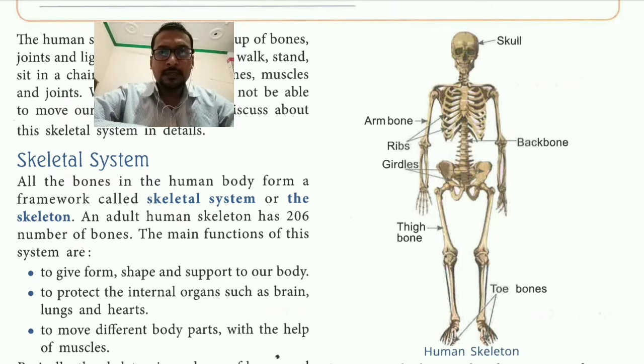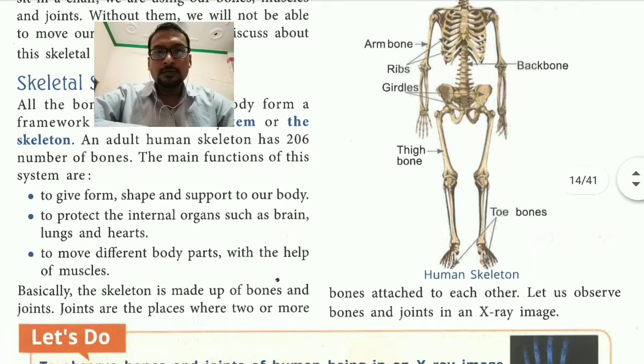Skeletal system. All the bones in the human body form a framework called the skeletal system or the skeleton. An adult human skeleton has 206 bones. The main functions of this system are to give form, shape and support to our body, to protect the internal organs such as brain, lungs and heart, and to move different body parts with the help of muscles.